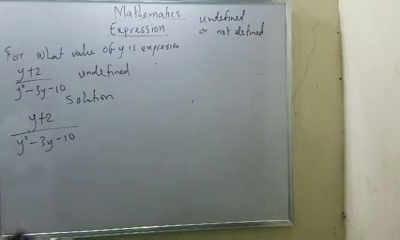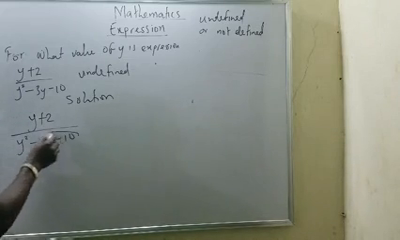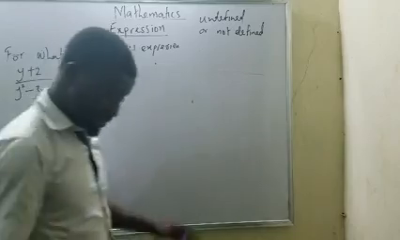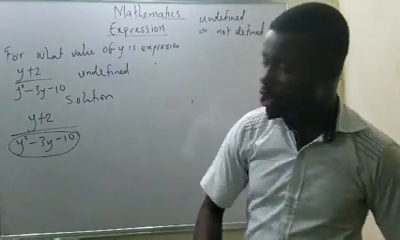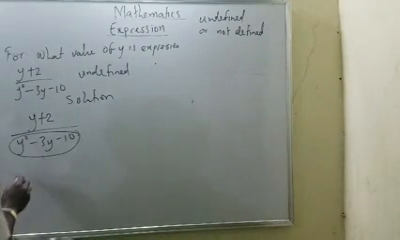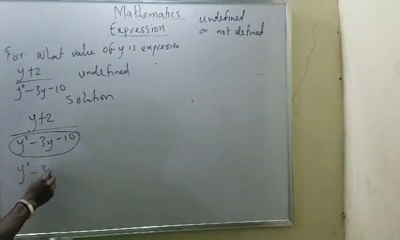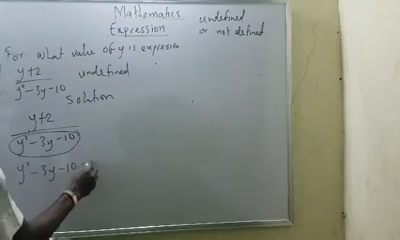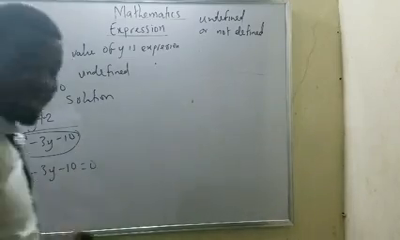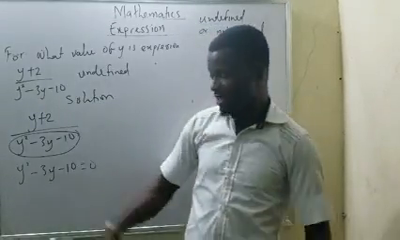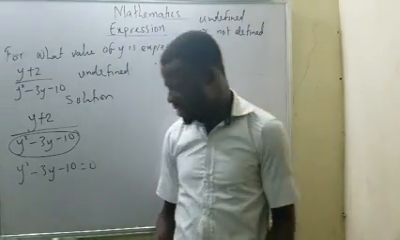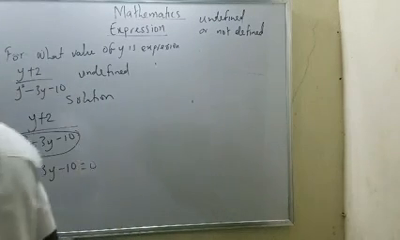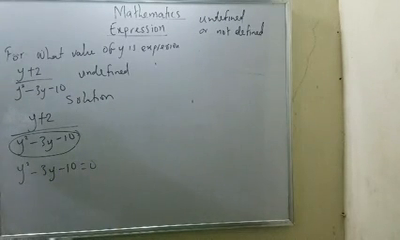Since it is undefined, it means the denominator is equals to 0. It means I'll be solving y squared minus 3y minus 10 equals to 0. Now, this is a quadratic equation, which we have done earlier, how to factorize. I can use different methods of solving it. If you need help on quadratic equation, you can go and look at that.